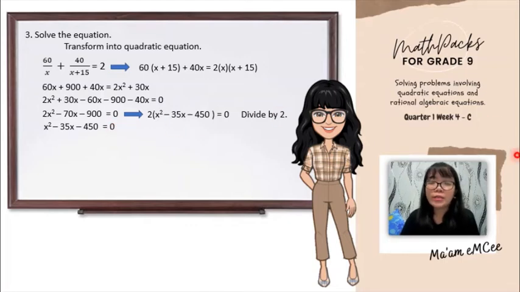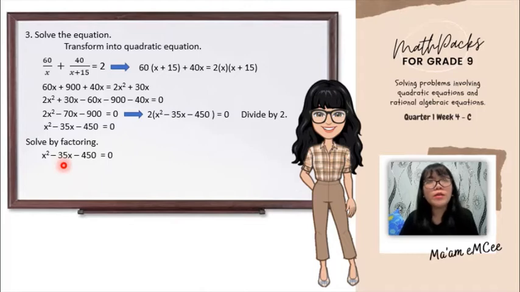And for this one, we will be using factorization. So we need to solve by factoring. So we have again x squared minus 35x minus 450 is equal to 0. So here, negative 450 is the product, negative 35 is the sum. You need to think of two numbers whose product is equal to negative 450 and whose sum is negative 35. So two numbers na kung i-multiply mo, negative 450. Kung i-plus mo, negative 35.